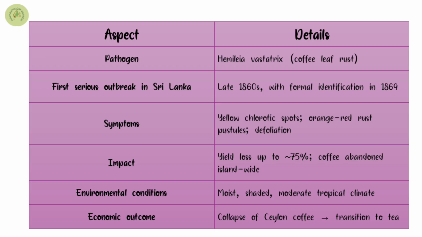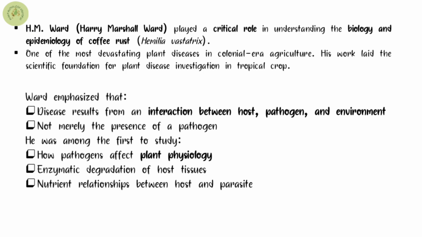And this is how we are going to summarize it: it had a yield loss of more than 75%, coffee got abandoned, yellow chlorotic spots were visible, orange-red rusty pustules were there, and in the late 1860s, a formal identification was given by a scientist known as H.M. Ward, that we are going to discuss in the next slide, in 1869.